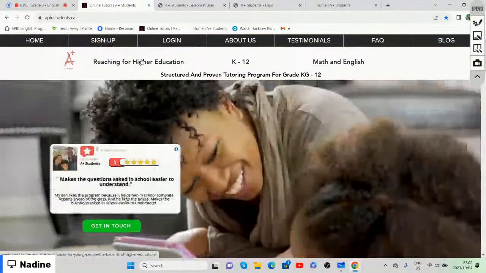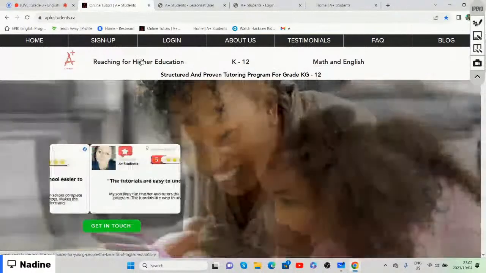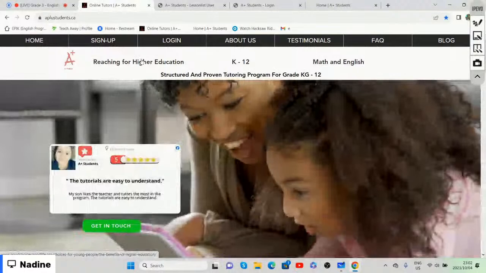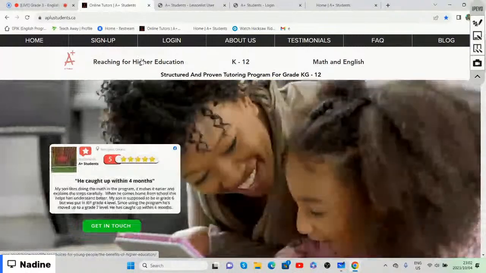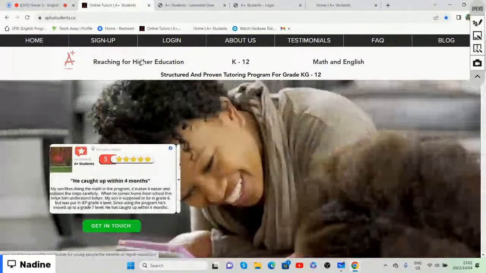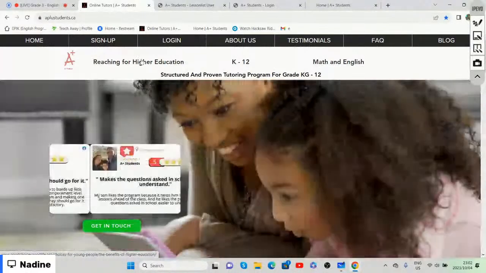Today we will be doing our grade 3 English lesson on compound words.